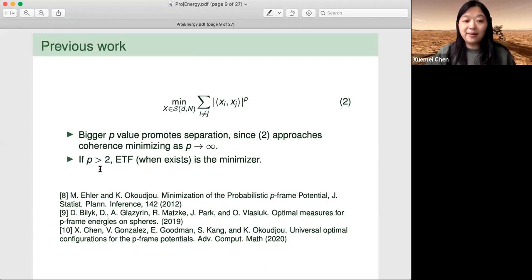This second result is in several different works: if you have a big enough p, and an equiangular type frame exists, that's going to be the minimizer as well. It's not hard to prove. I think this result is in the work by Martin and Casazza.